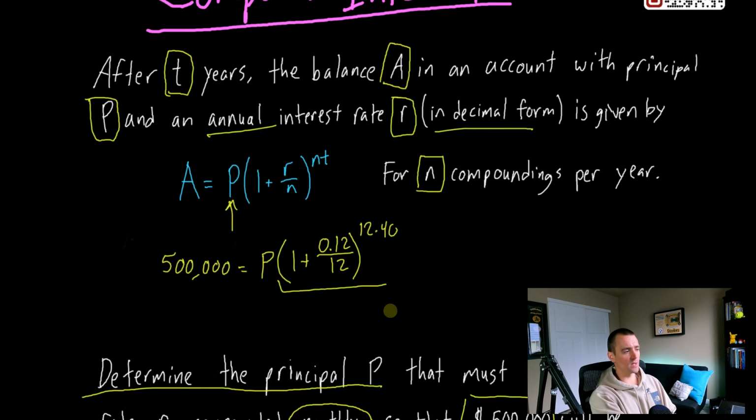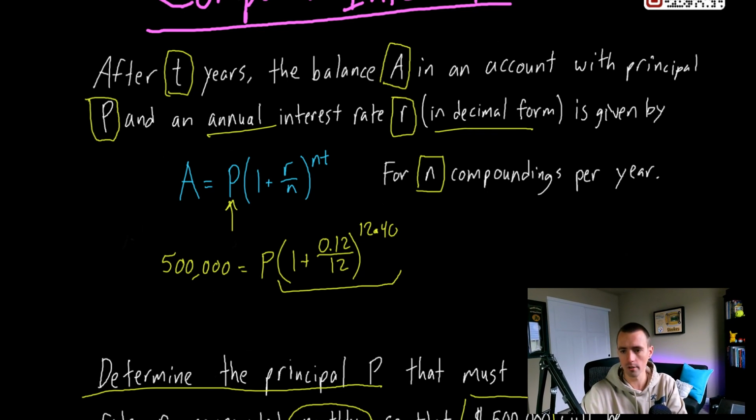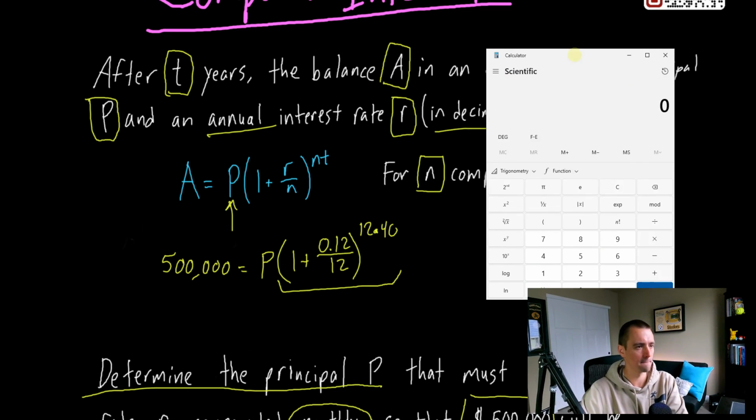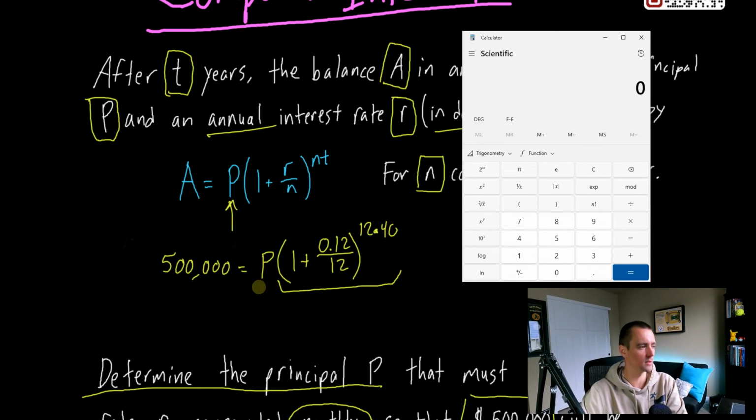Now basically we have this chunk here, which we can just plug into a calculator and see what that is. So let's do that. Let me grab my calculator here real quick. We can do 1 plus 0.12 over 12. So 0.12 over 12 is what we want to start with. Order of operations tells us to do that first. That gives us 0.01. Then we need to do what's in the parentheses, so add 1 plus 0.01. Now 1.01 is what's in the parentheses here, and that's going to be raised to the 12 times 40 power.